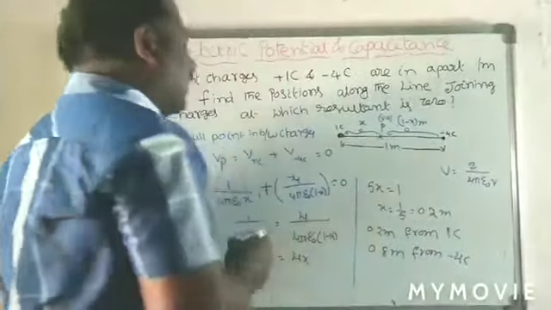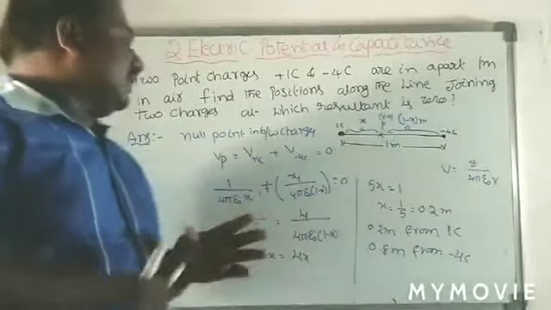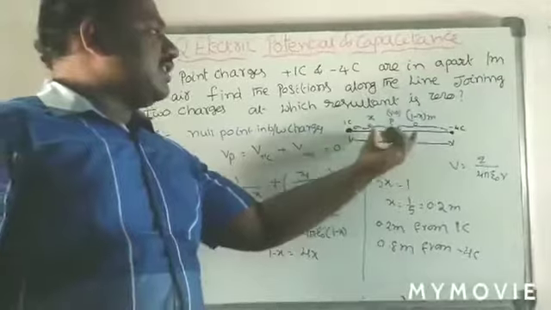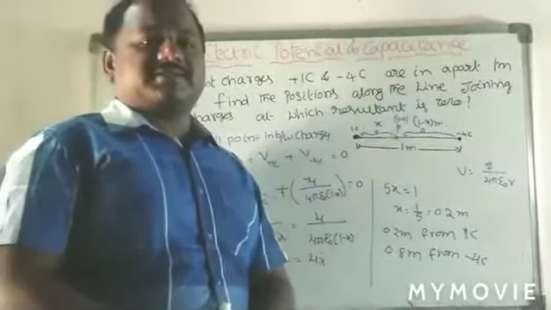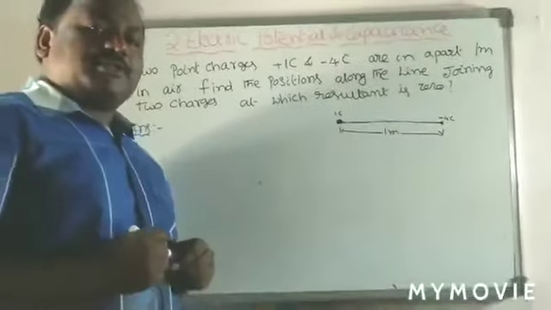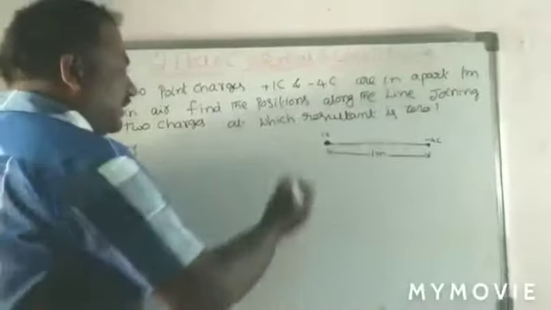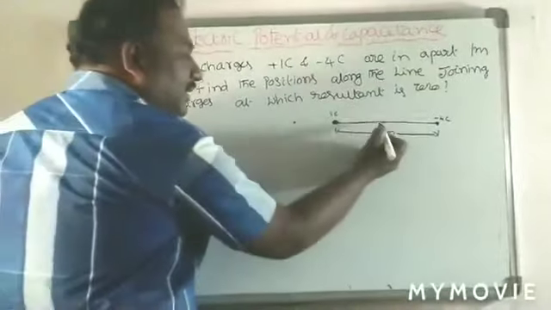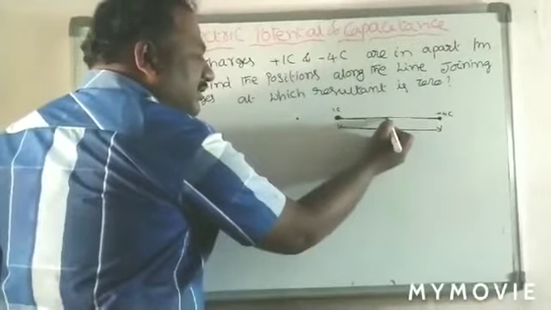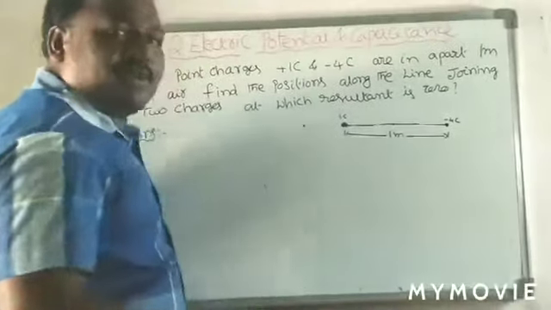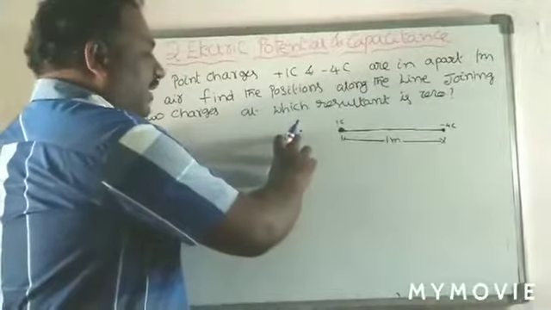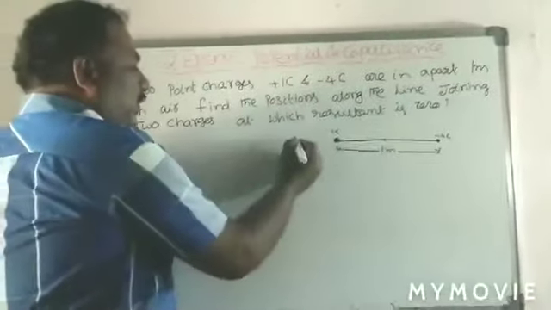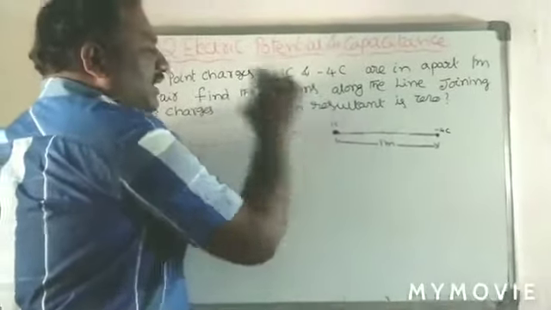So this is the first case, when the charges are in between, meaning the null potential point is in between two charges. And another possibility is that the null potential point is outside the charges. Always assume the null point is nearer to the least charge.